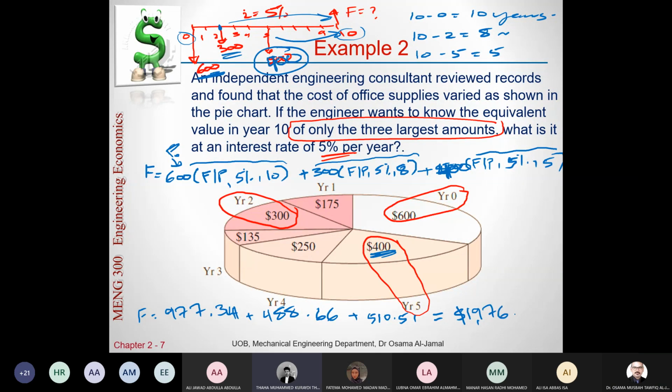1976.5. Two decimals, Taha. If you use one decimal, it means you are going to lose marks. Point how much? 150.47.